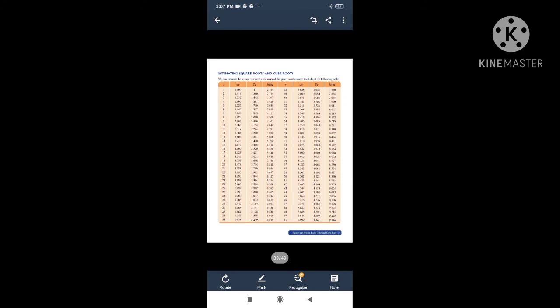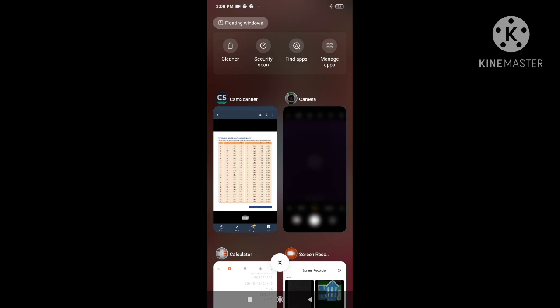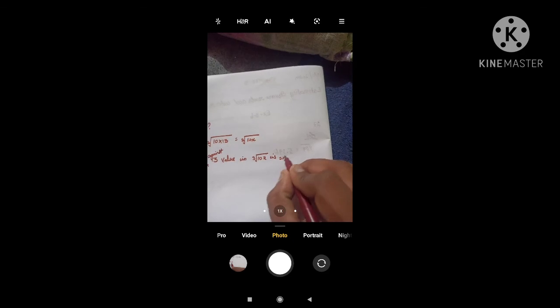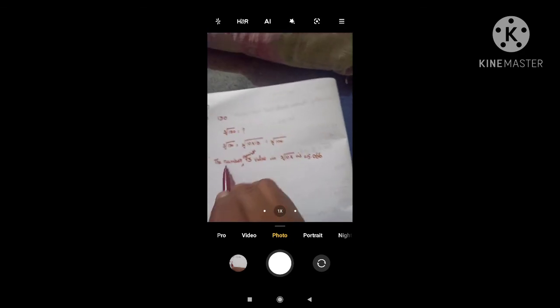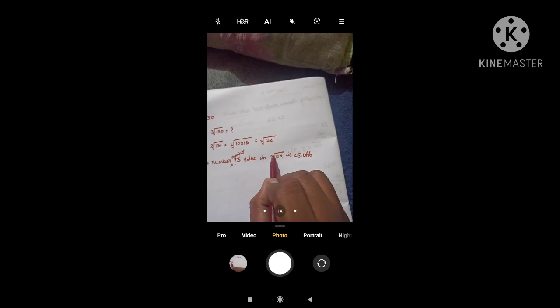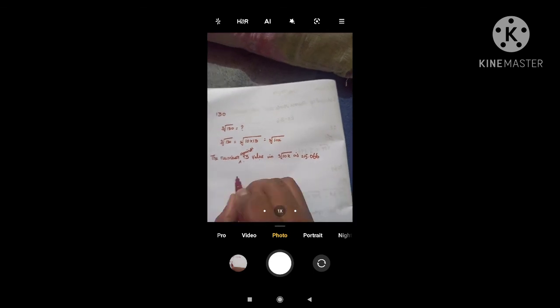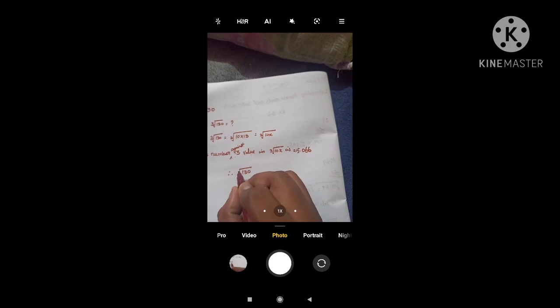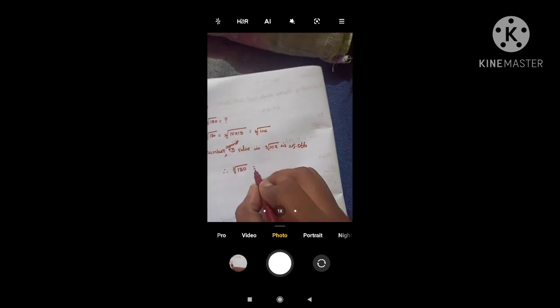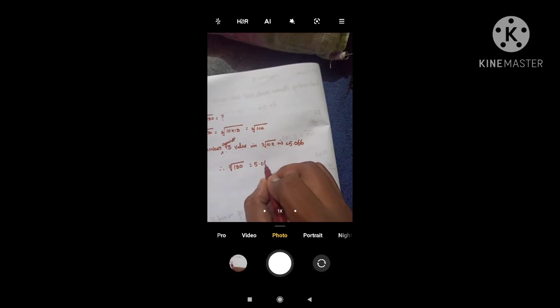So in 13 root x is 3.606, we no need, and cube root we have 2.351, we no need, but we need a multiple of 10 in 13, so that is 5.066. So the value is 5.066. So the number against 13 value in cube root of 10x is 5.066. Therefore cube root of 130 is nothing but 5.066.